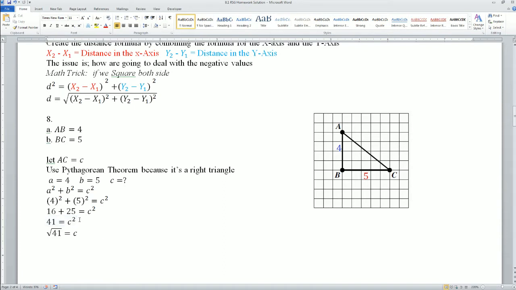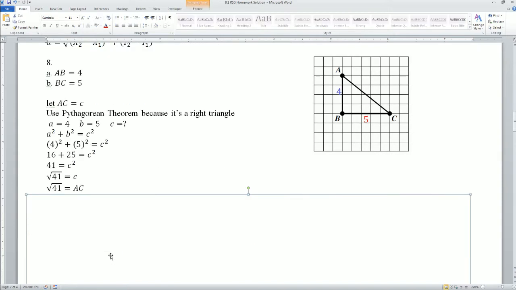I need to get C alone by doing the inverse. The inverse of the squared is the square root. I square root both sides. I get C equals the square root of 41. So AC here has the value of the square root of 41. So the distance of AC is the square root of 41.